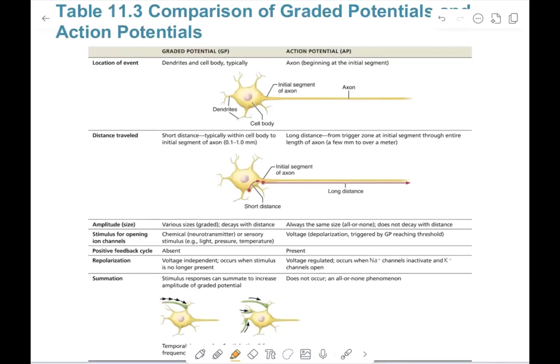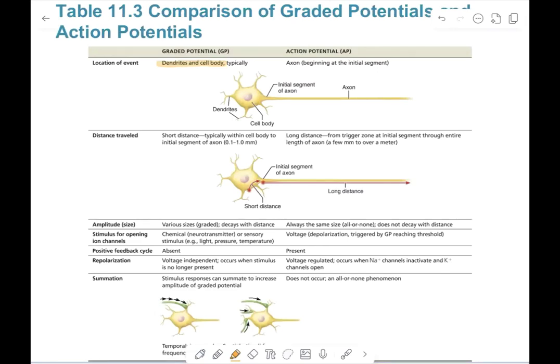This table is comparing graded potentials and action potentials. So you should be able to compare and contrast them. Remember, graded potentials are usually in the dendrite or the cell body. There are some exceptions to that if it's an axonic synapse, but it's usually in those two areas.